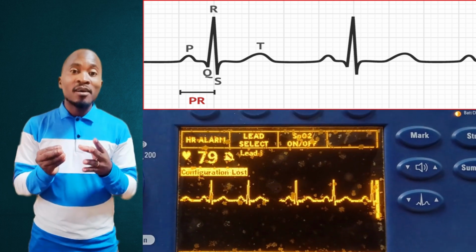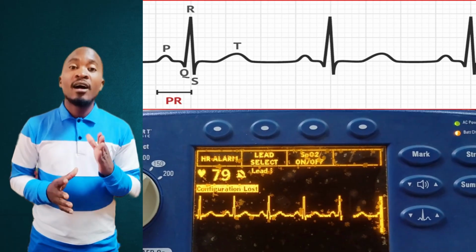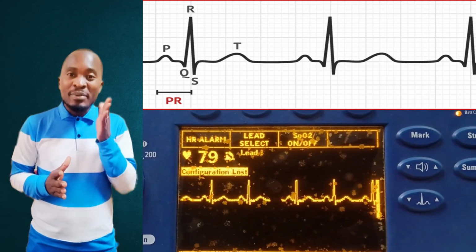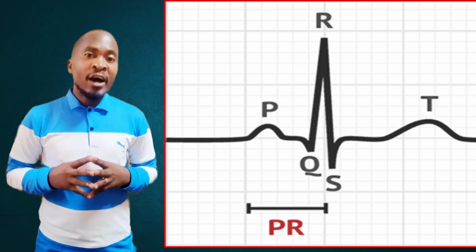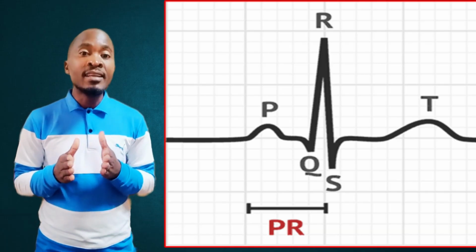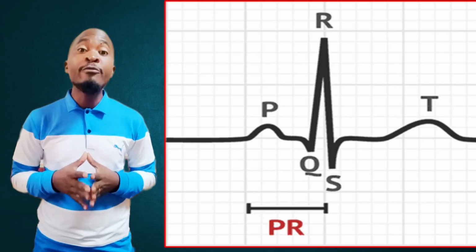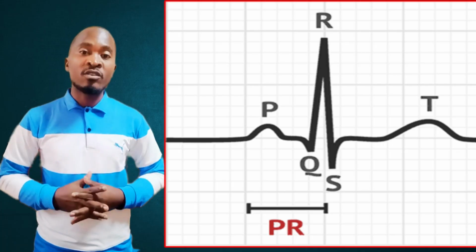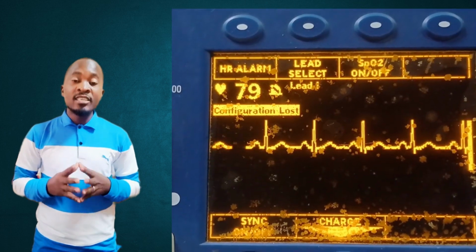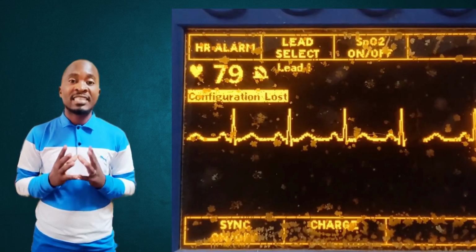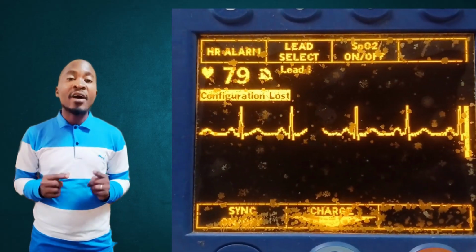The next thing that you need to analyze is the PR interval. The PR interval begins at the beginning of P and it ends where R starts. A normal PR interval will be within 3 to 5 small boxes. That is to say, if it is more than 5 small boxes, there is a problem. The PR interval represents the time the impulse travels from the SA node to the time it reaches the AV node.